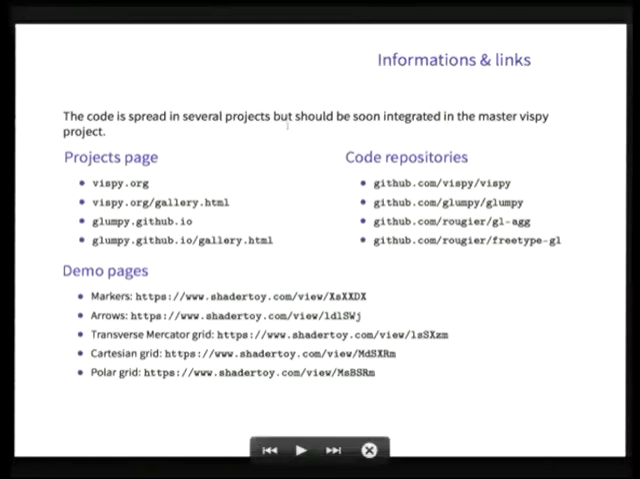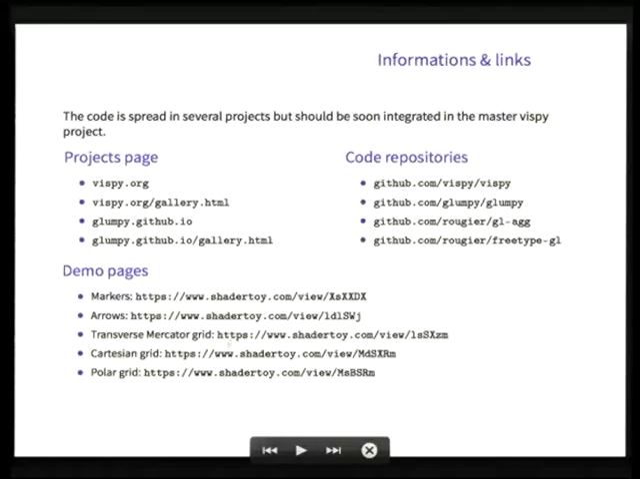And those are the different information and links. It's a little spread everywhere. The main project is called Vispy, and it lives at this address. You have a gallery. You also have Glumpy, which is my own playground for testing ideas. And you have all the code here. You can also go to this address. Those are shader toys where you can experiment with different shaders.